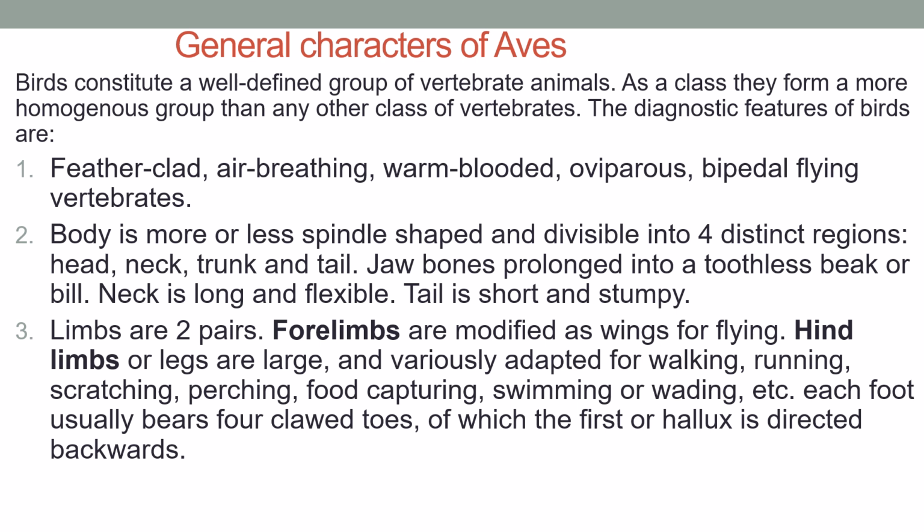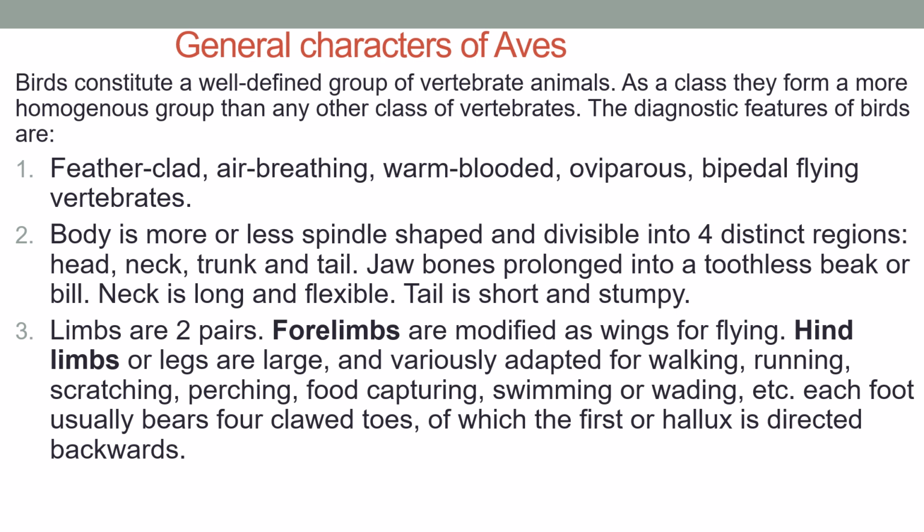Coming to the general characters of aves. Aves are feather-clad, air-breathing, warm-blooded, oviparous, bipedal flying vertebrates. The body is more or less spindle-shaped and divisible into four distinct regions: the head, neck, trunk, and tail. The jawbones are prolonged into a toothless beak or a bill. The neck is long and flexible and the tail is short and stumpy.